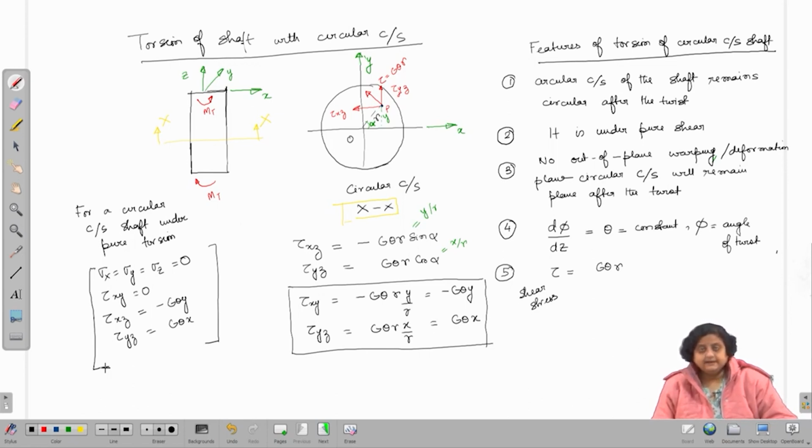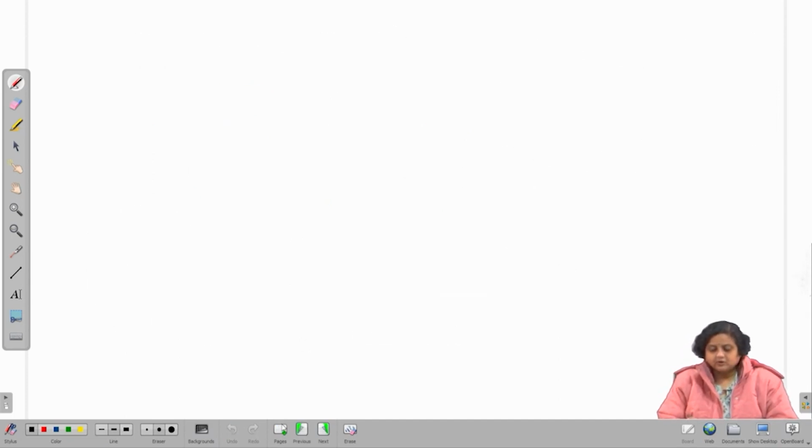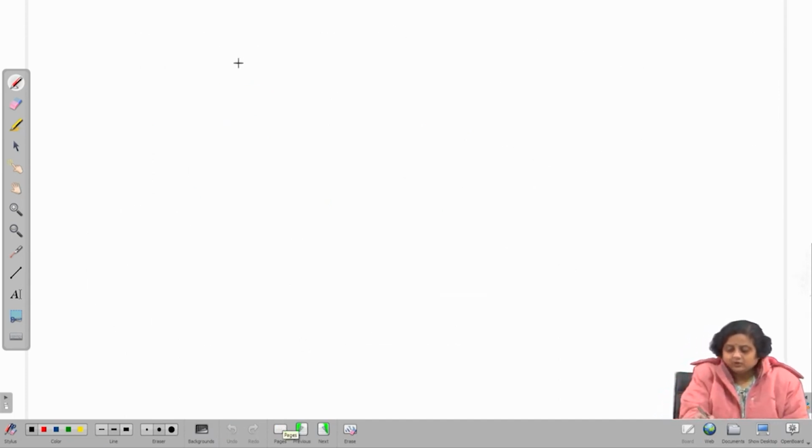Now, let us see whether these stresses satisfy the equilibrium condition, the three equations of equilibrium. Otherwise, these are not the true solutions. Unless they satisfy the equations of equilibrium, we cannot call them the true solution, because otherwise the shaft will not be in equilibrium. So, let us see. Let me write down the equations of equilibrium.